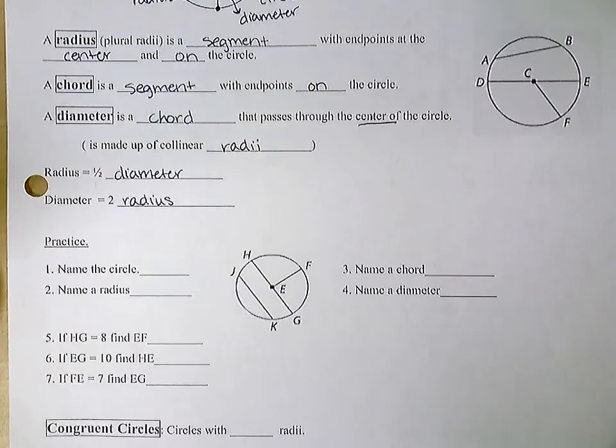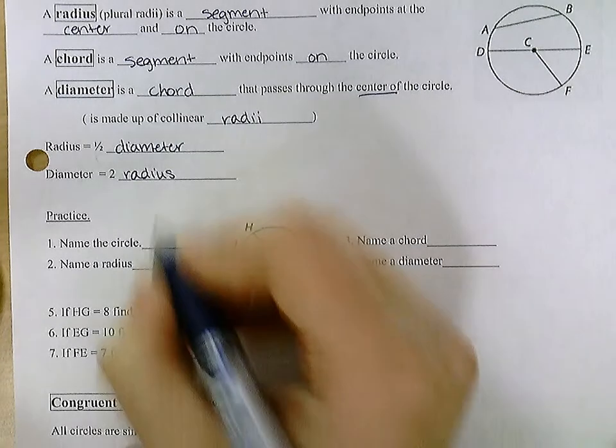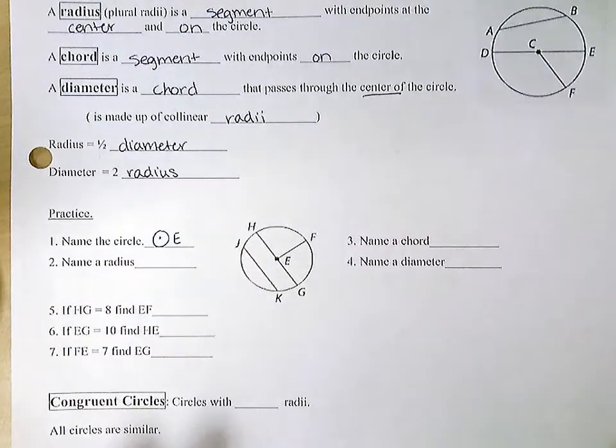All right, then we're going to practice naming different segments within the circle. Number one, first thing we want to do is name the circle. To name a circle, you use the center point. So I would say this is circle E. You do want to use that symbol for a circle so we know what you're talking about. If you just wrote E, E could just be the point. It's not talking about the circle. So this is circle E.